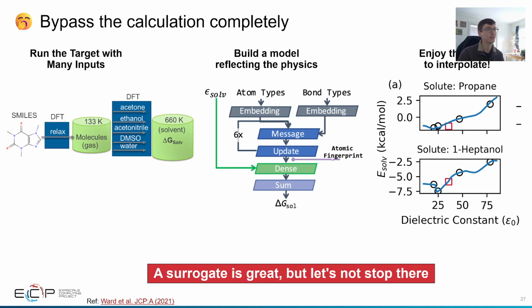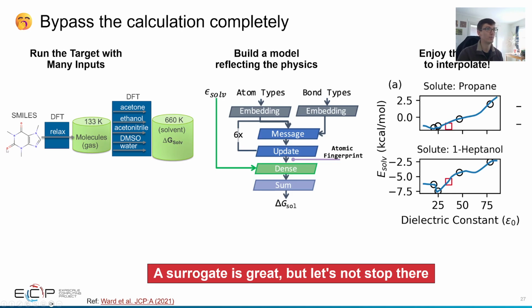The first of which is the most common, that you can bypass that computation completely. And we've done a lot of work like this at Argonne, where it follows a similar theme of run that target computation many times. In this particular paper, we ran solvation energy calculations with a quantum mechanical method about 500,000 times, and trained a machine learning model that emulates the parts of the physics we want.